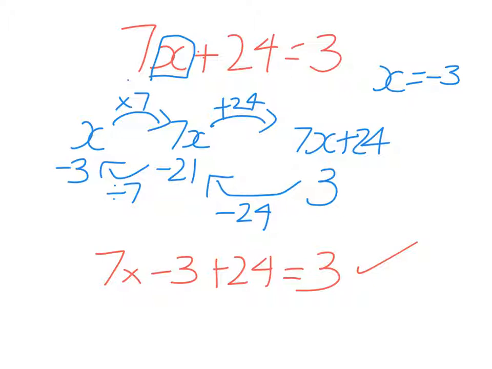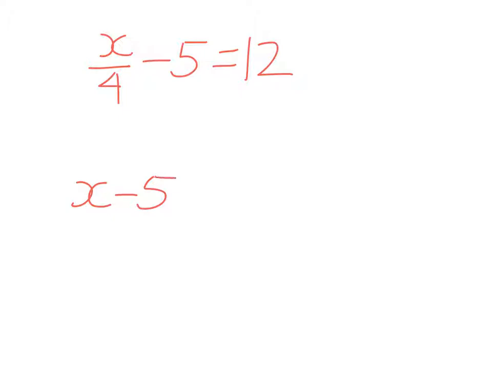Okay, so let's look at some equations with division, with a fraction. Let's look at these two equations that look very similar. Let's say we have x over 4 minus 5 equals 12, and this one, which look very similar. Now, the difference between these two is only one thing, and that is the order of operations. Because of that, we have to solve by undoing things in a different order.